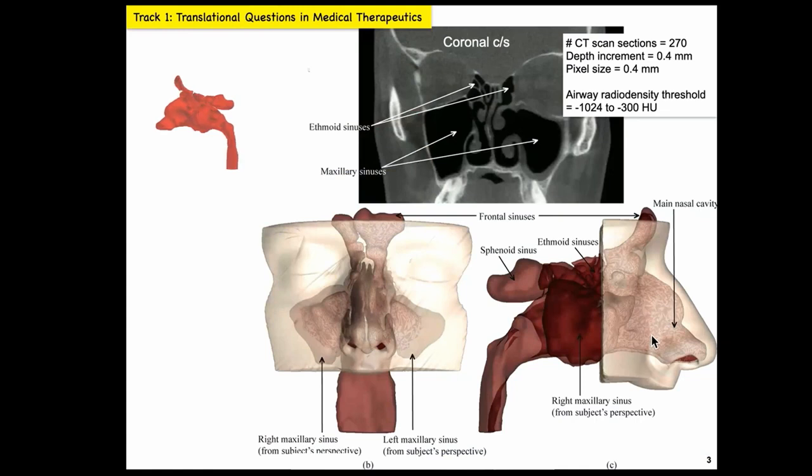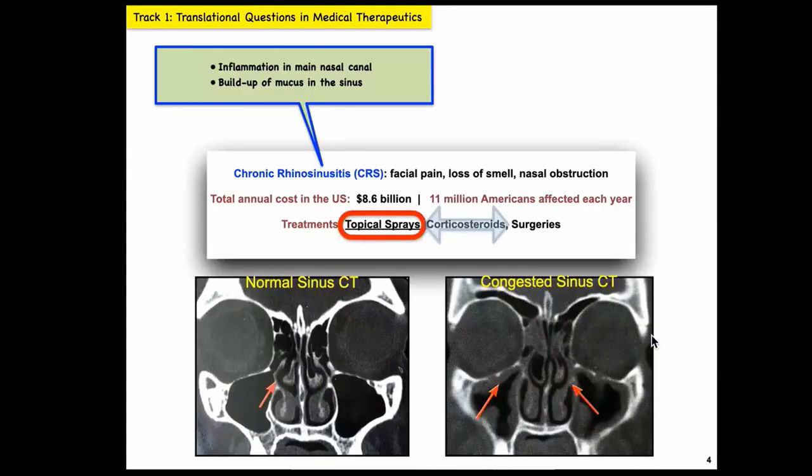Once we have the geometry, the next thing to think about is which particular question we want to address as part of some project. For this step, I typically talk to the clinicians because they are the best people to know what the open problems are right now in medical science. In this particular project, the clinical condition that we are looking at is chronic rhinosinusitis, or CRS. It's a very common condition. It involves some facial pain, loss of smell, and a feeling of obstruction in the nose.